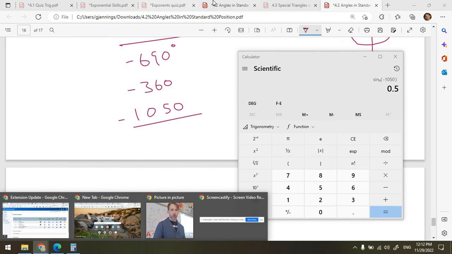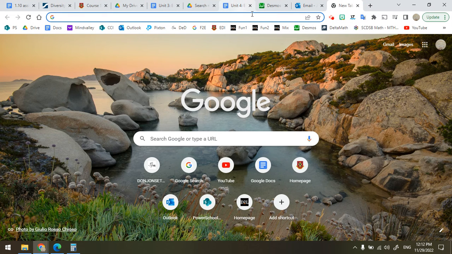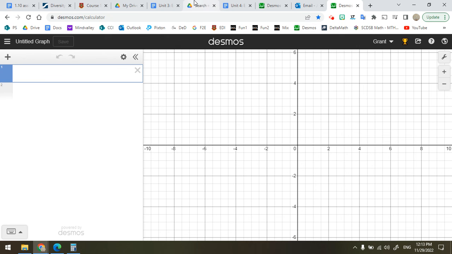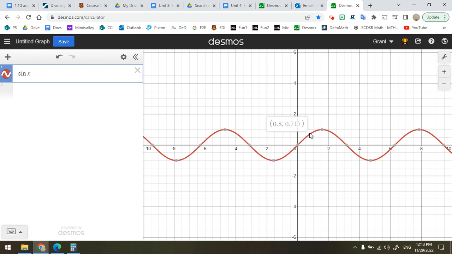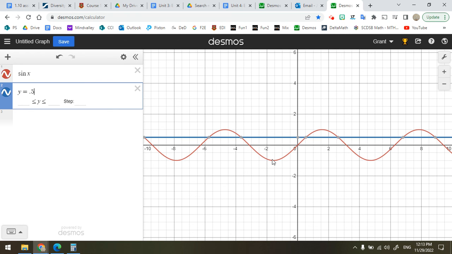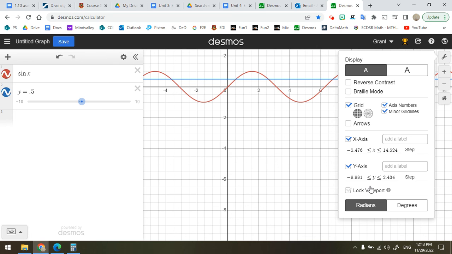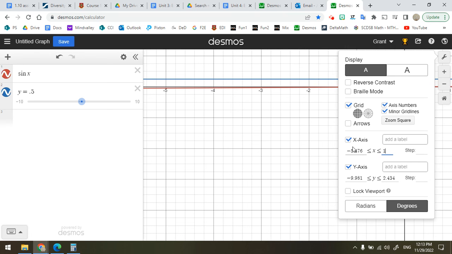And so let's just take a quick Desmos peek at something sinusoidal. Sine of x, there we go. And notice that I can get the same output of 1/2 here, and then over here, this is 1/2. Let's just graph the line y equals 0.5. And then I'll change it from radians to degrees, and show you x values up until 1,440.